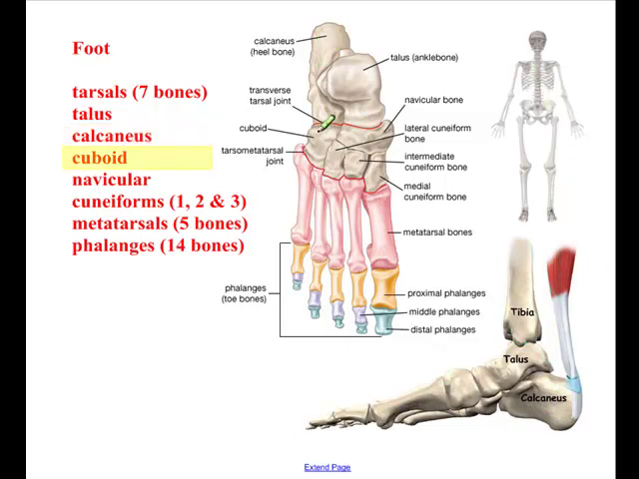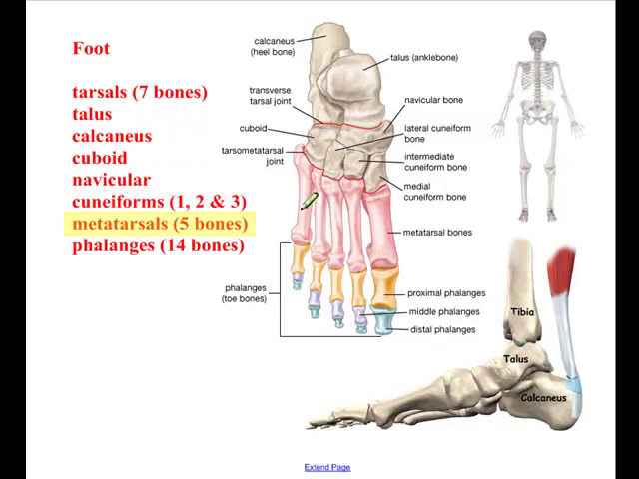The cuboid is located right here. The navicular you'll see here on the medial side of the foot. Cuneiforms 1, 2, and 3 are located here, here, and here, and they are also referred to as medial, intermediate, and lateral. You can choose either definition. 1, 2, 3, or medial, intermediate, and lateral are all acceptable.